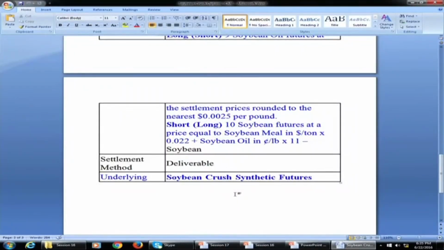It is a futures contract which derives its value from the crush margin. So the underlying is the soybean crush synthetic futures. Based on the futures prices prevailing at CBOT, the underlying value is calculated. The word synthetic means it is not a traded value. This futures is not traded.